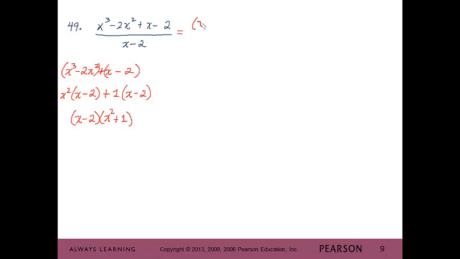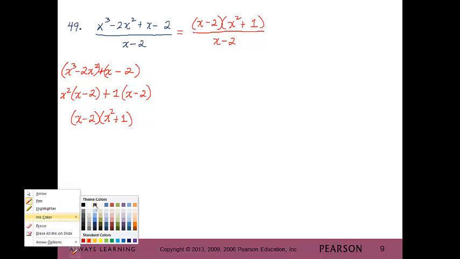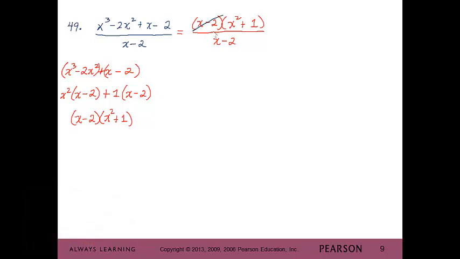So this becomes x minus 2 times x squared plus 1, and then the bottom stays x minus 2. Now we cancel any common factors, so the x minus 2's cancel out, and the final answer is written as x squared plus 1. All right, number 76.